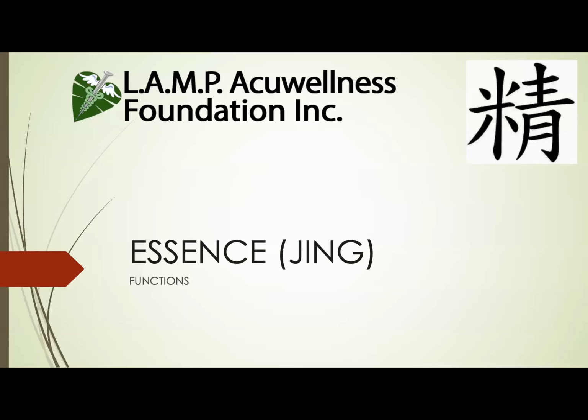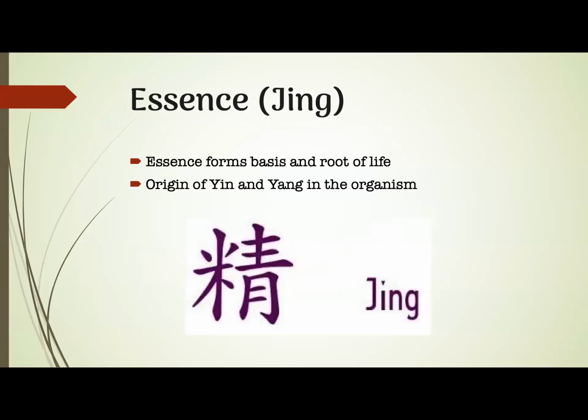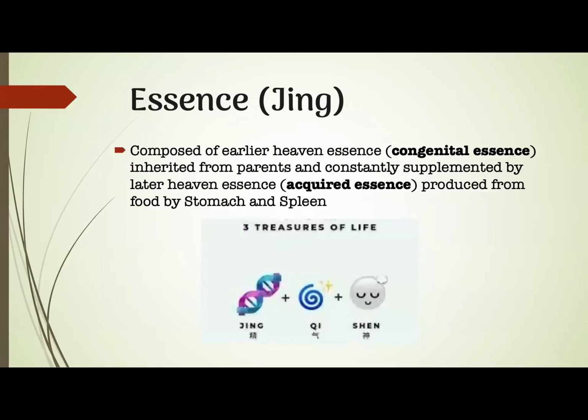Now let's take up functions of essence. Essence forms basis of root of life, and it is the origin of yin and yang in the organism. Essence is composed of earlier heaven essence called congenital essence, inherited from the parents and constantly supplemented by later heaven essence called acquired essence, produced from food by stomach and spleen. And we have three treasures of life. We have the Jing, the Qi, and the Shen. Now, essence is often referred to as essential Qi, and because it is stored by the kidneys, it is also called kidney essential Qi.